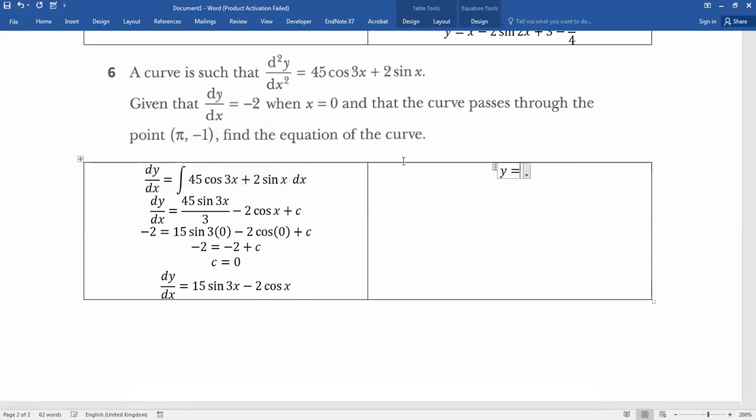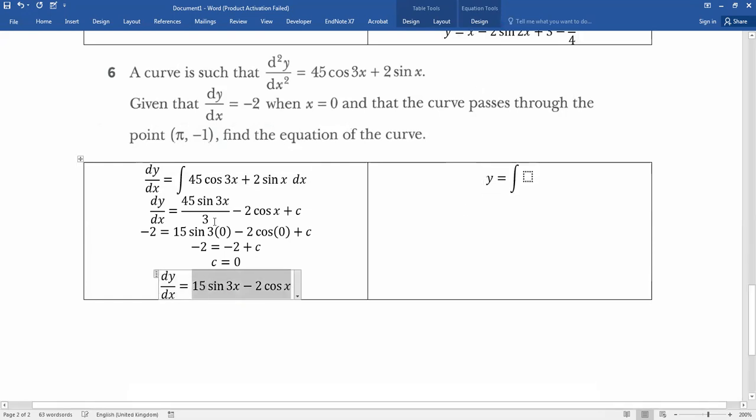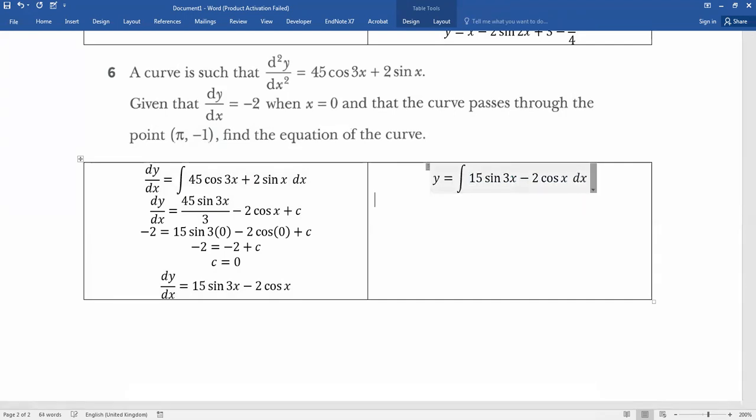Now I get y once I integrate. Sir, also divided by 3 sine 3x. I know 45 upon 3 is 15, right? Yes, sir. Oh, you didn't differentiate, you integrate. Yes, we have just got the double derivative, and I integrated it once to get dy by dx. Now if I integrate it again, I'll get y.